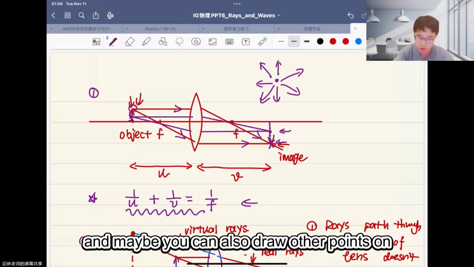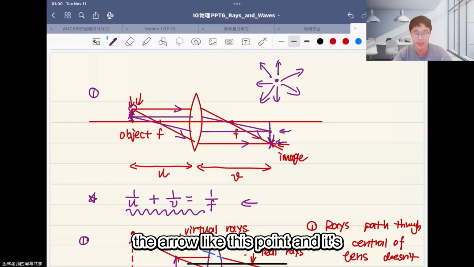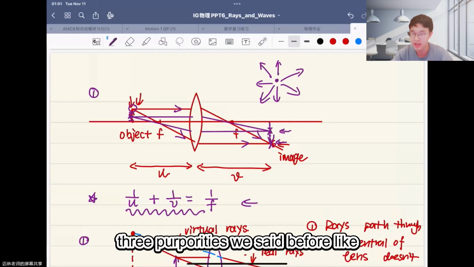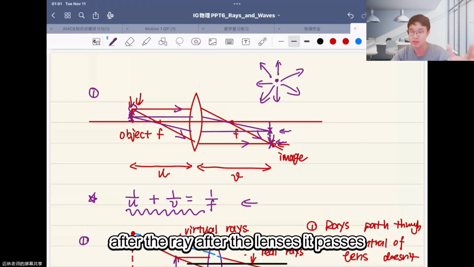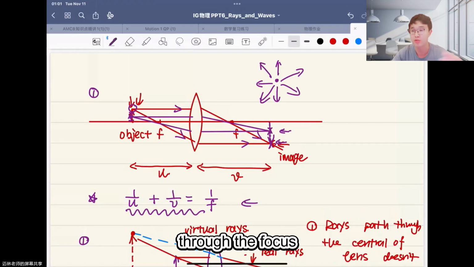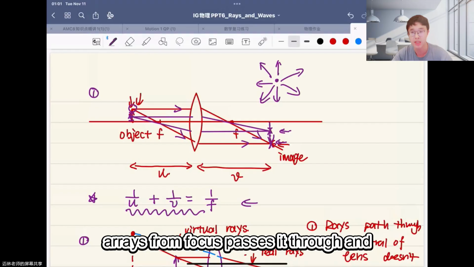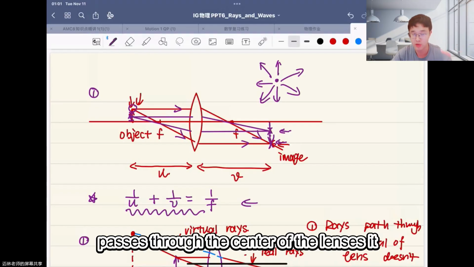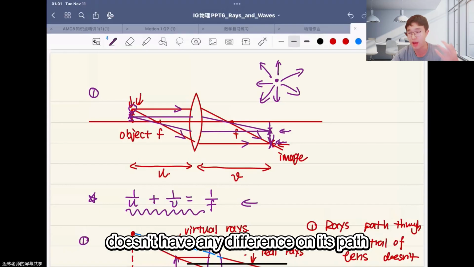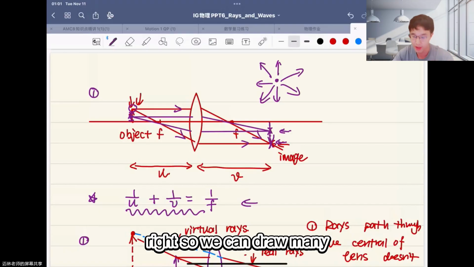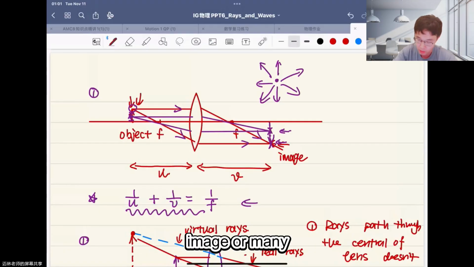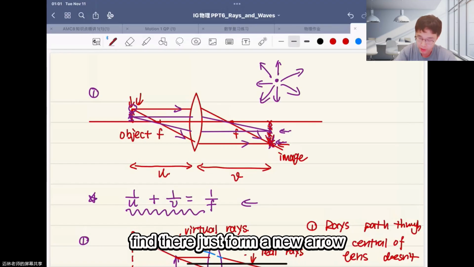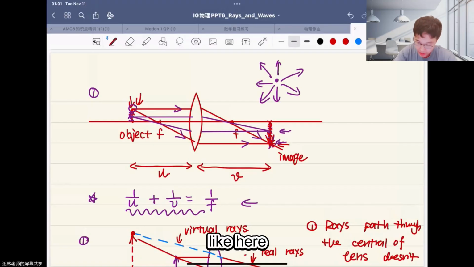And maybe you can also draw other points on the arrow, like this point, and it is refracted after the lens by using the three properties we said before. A parallel ray passes through the focus after the lens. Rays from the focus pass through and then become parallel lines. And if a ray passes through the center of the lens, it doesn't change its path, right? So you can draw many image points for each point, and then you can find they form a new arrow like here, okay?